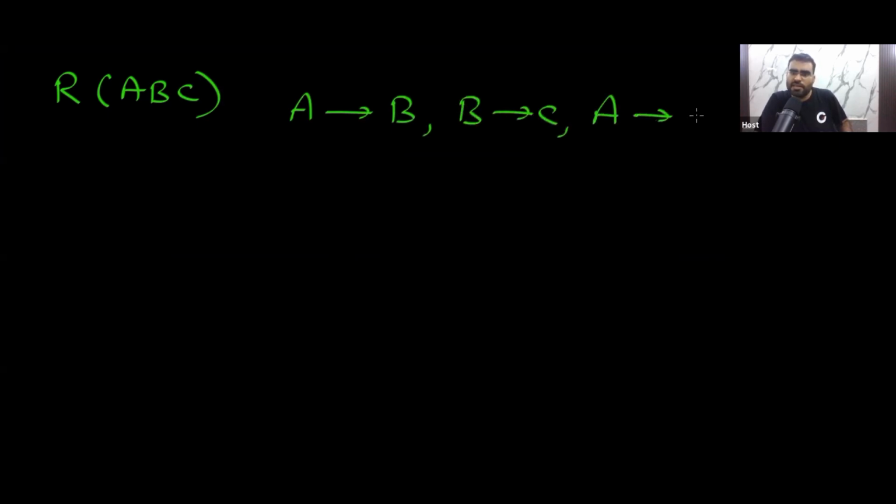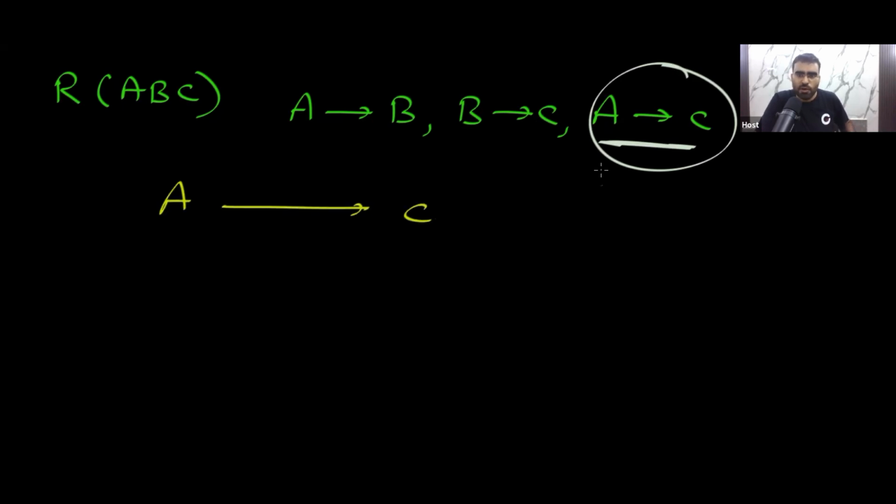Let me give you one example. Consider this relation R with attributes A, B, C, and these FDs: A determining B, B determining C, A determining C. Now look at this FD. Let's assume I want to preserve it. To preserve it, do I need to put A, C together in the same relation?